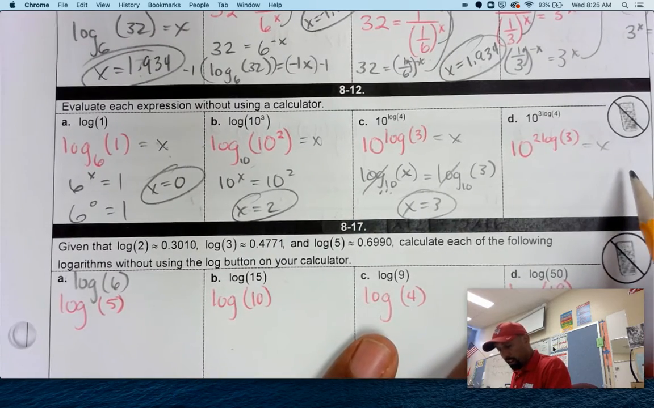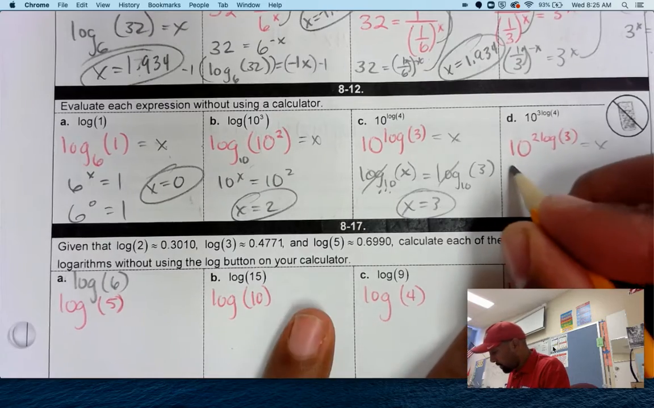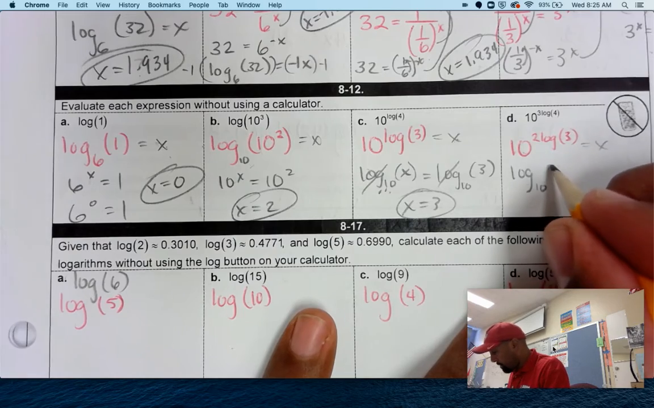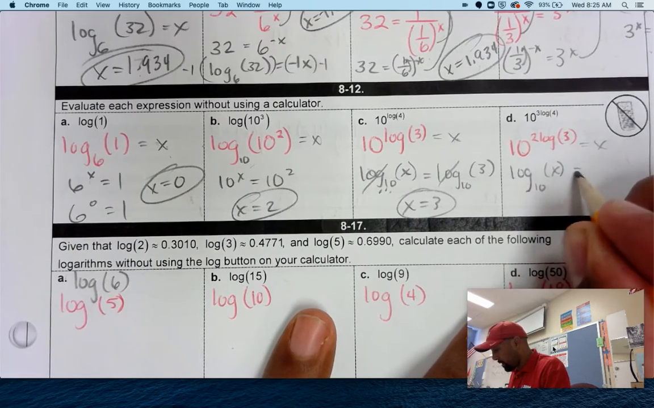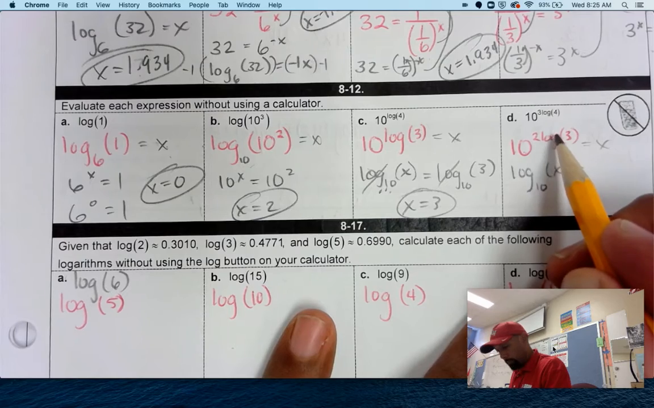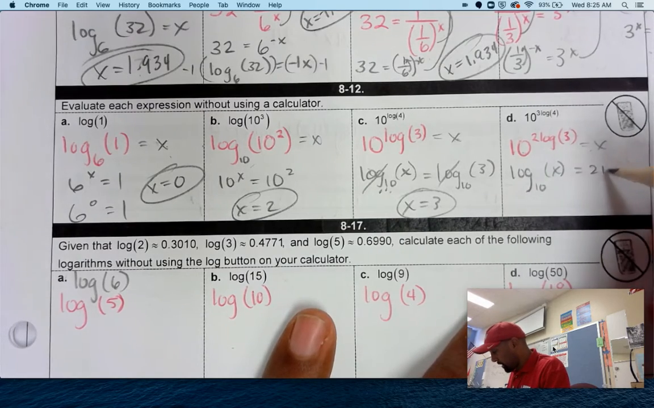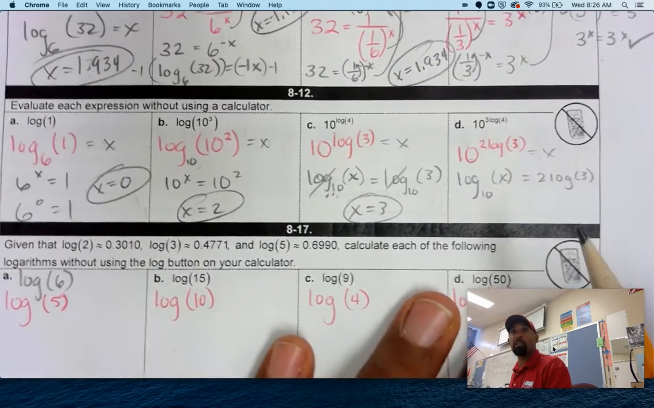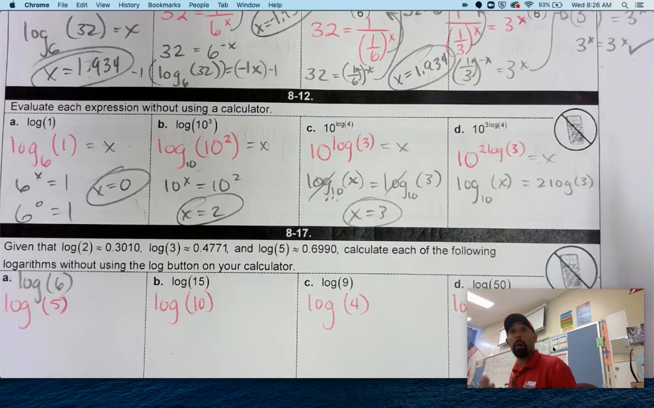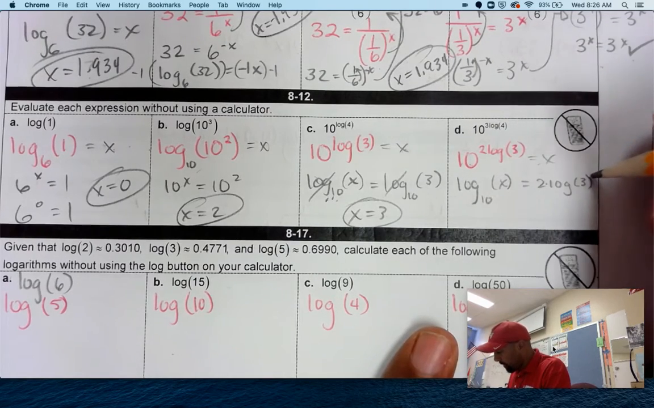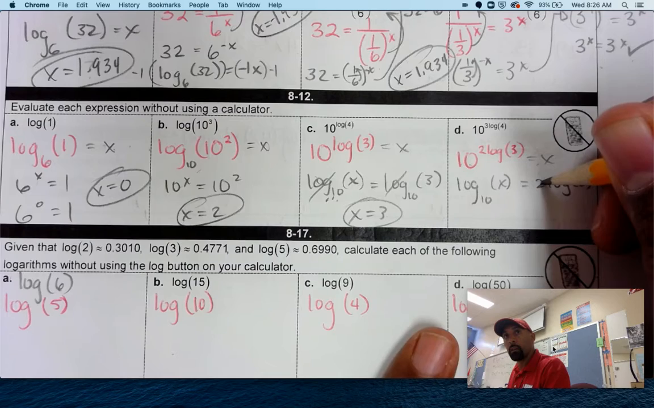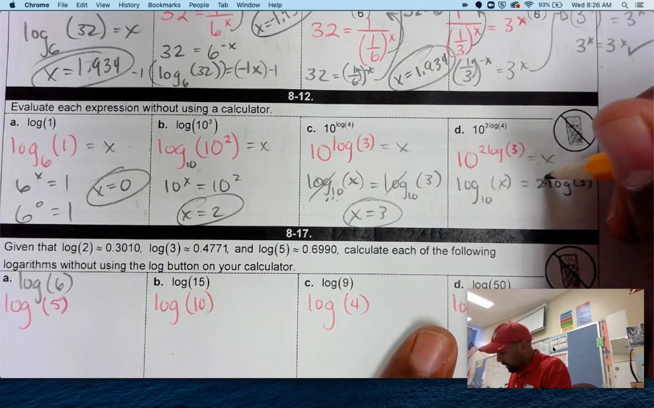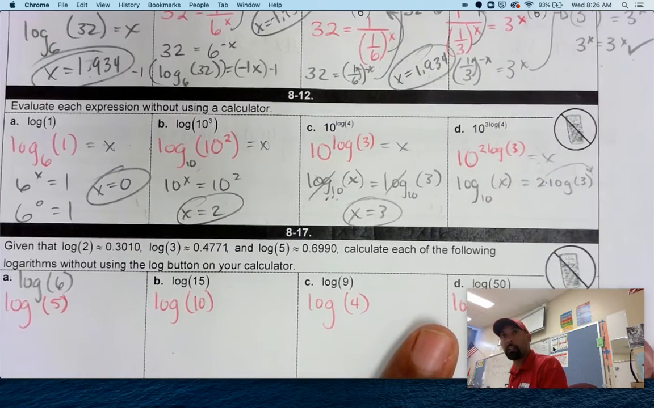Now we're going to do a similar thing here. Start with log base 10 of x equals 2 times log of 3. Now we're going to use some more rules. If you remember our power rule, it says that if I have an exponent, I can move it to the front. But I can also go back the other way. If I'm multiplying a number times a log, I can move it back up to the exponent.